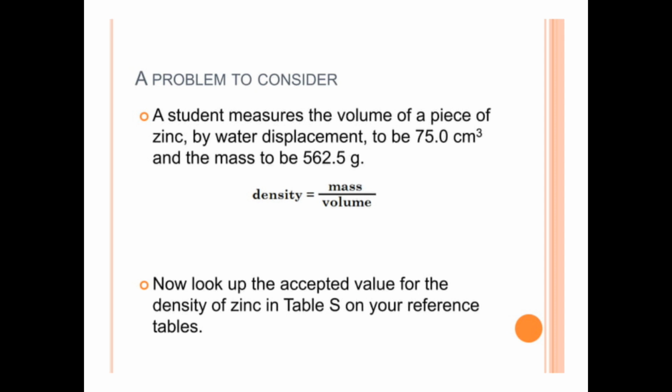Let's take an example. A student measures the volume of a piece of zinc by water displacement to be 75.0 cm cube and the mass to be 562.5 gram. Of course, you know that density is equal to mass over volume. Now let's quickly check the density. The density as measured here is 7.5 gram per cm cube. Now let's look at the reference table to see how far we have gone from the accepted value.